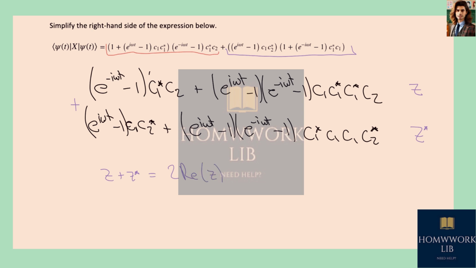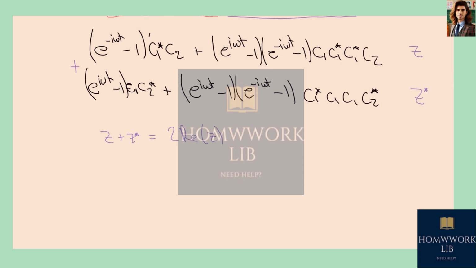So what I'm going to do is just simplify a little bit the expression for z, for the first number that we have. The first term is going to stay the same: e to the minus i omega t minus 1, c1 conjugate times c2. Just a disclaimer, you can directly put 2 times the real part of all of this number over here, and that would be enough to simplify it. But just to be more thorough about it, we're going to decompose the exponentials as cosines and sines and see what is going to happen.